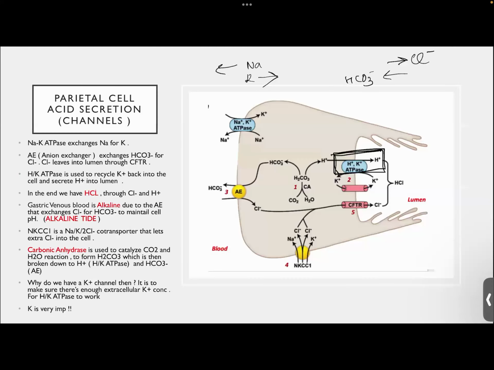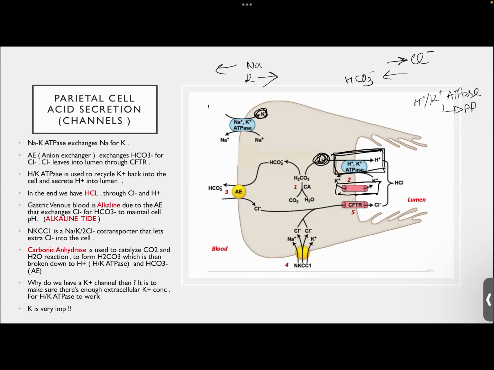So the H+/K+ ATPase is used to recycle potassium back into the cell and secrete hydrogen into the lumen. So we have this potassium inside the cell, and we have this hydrogen inside the cell. And I'll tell you how the hydrogen gets into the cell, but know that we have both now, and we have this thing. This is a potassium channel. It's not an ATPase, it's not a pump. The H+/K+ ATPase is also called a proton pump.